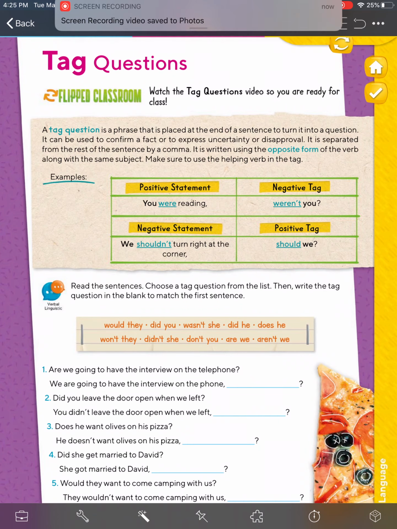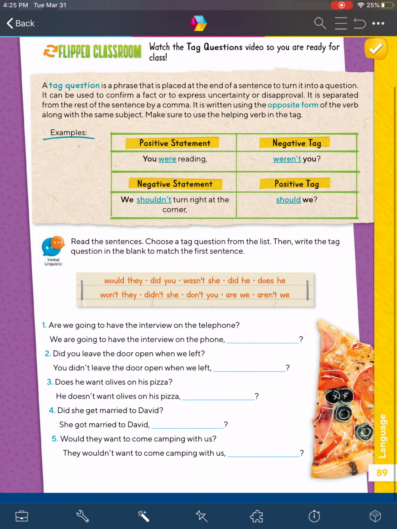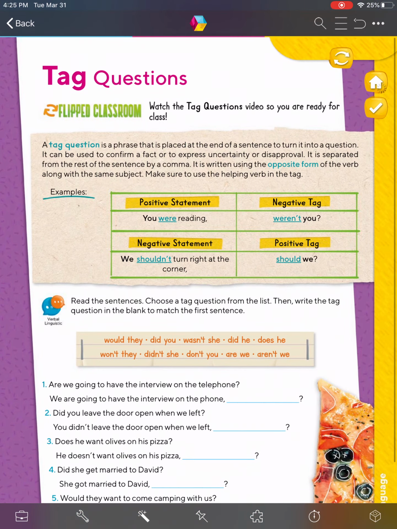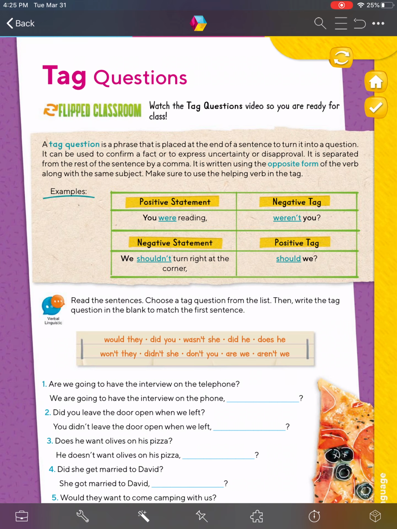It is time to work on the language section, so please help me by going to page 89, okay? The title of this lesson is Tag Questions.